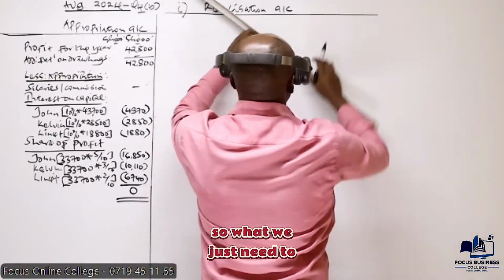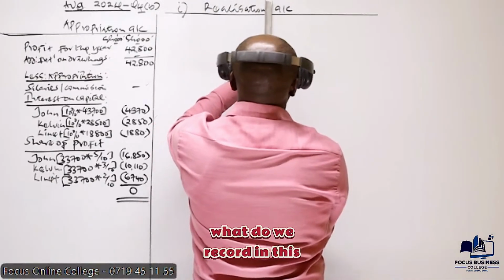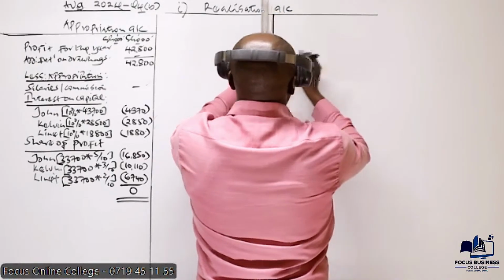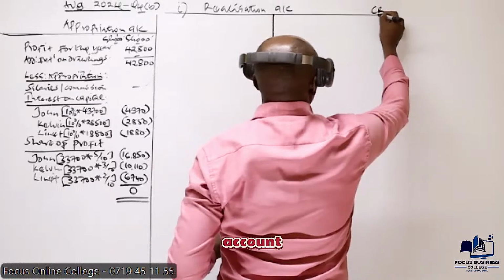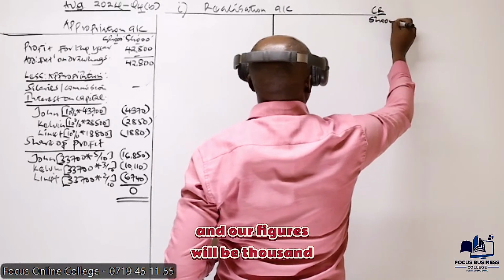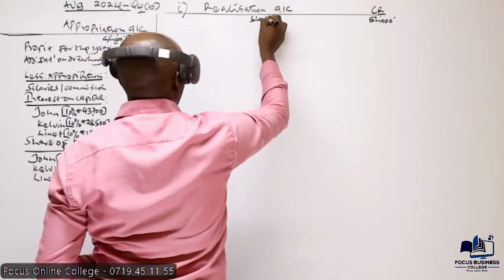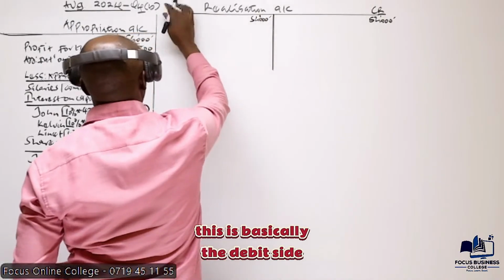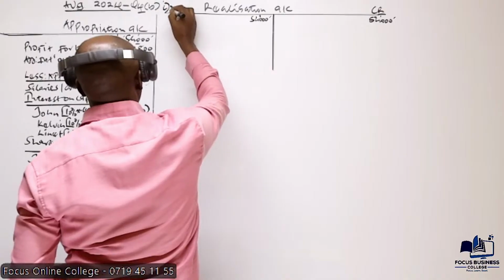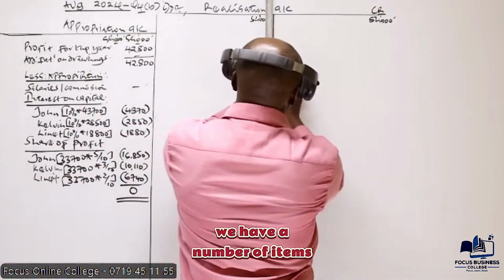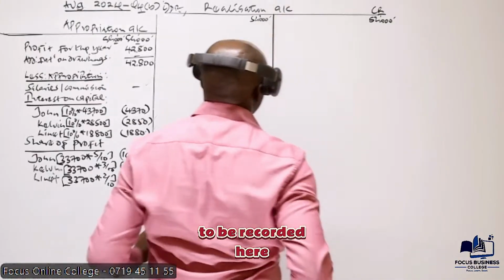So what we just need to remember here is what do we record in this particular account, the realization account. Our figures will be in 1,000 of shillings. This is basically the debit side. In the realization account, we have a number of items to be recorded here.